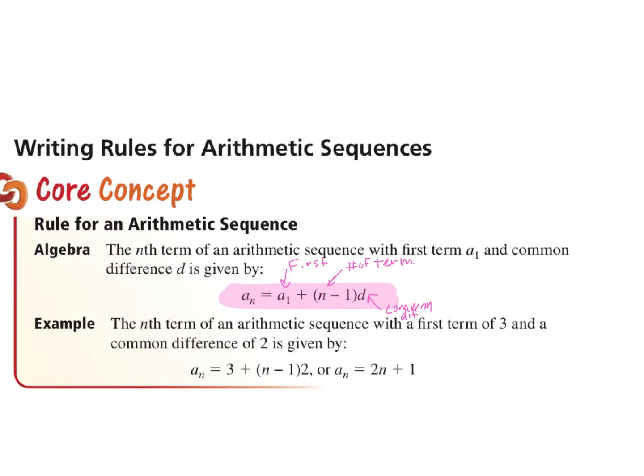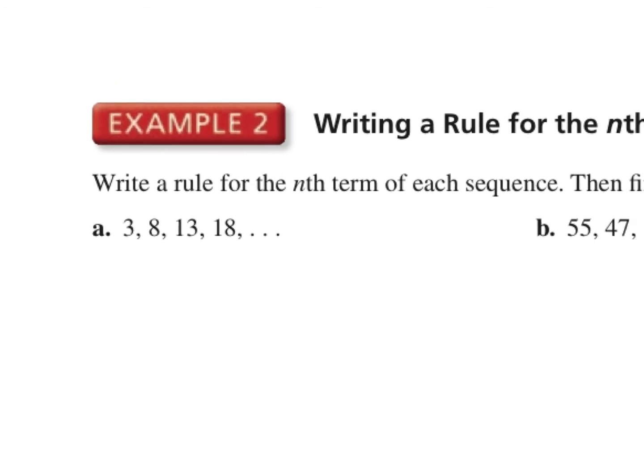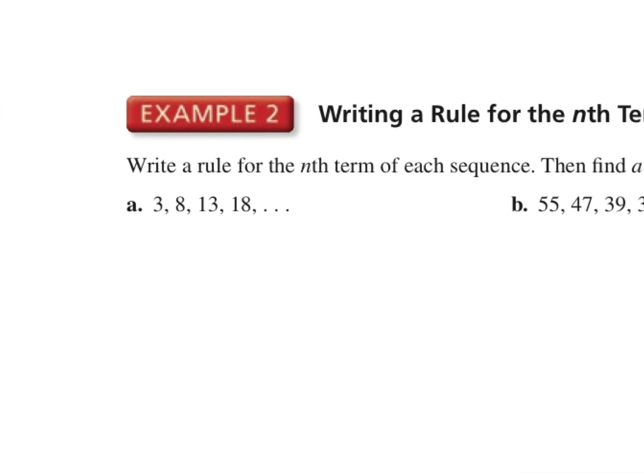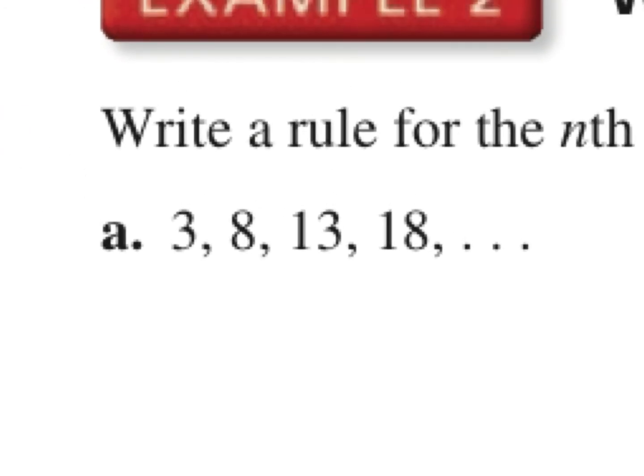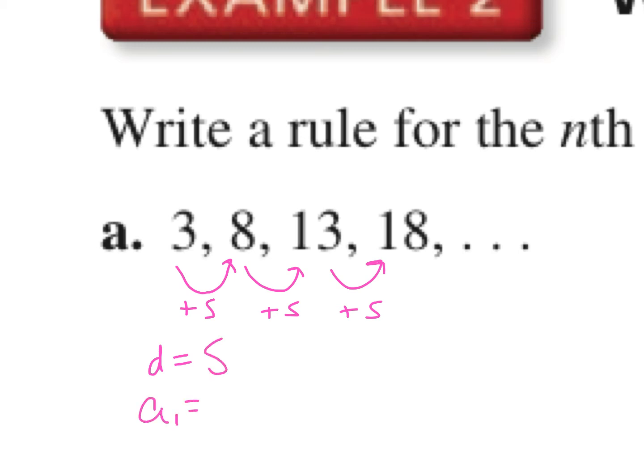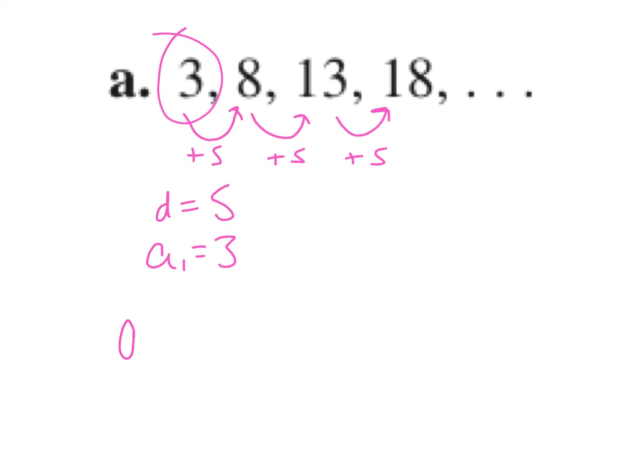And then it gives us an example here, but let's look at example 2a. Write the rule for the nth term of each sequence, then find a sub 15. First thing we want to do is find our common difference. What are we adding to get from 3 to 8? 5. We're adding 5 to get from 8 to 13 and adding 5 here. So what's d equal to? 5. And what's a sub 1? What's our first term? 3. Our first term is here. So we just want to plug that into our formula. We have a sub n is equal to, plug in a sub 1, which is 3, plus n minus 1 times d, which is 5.